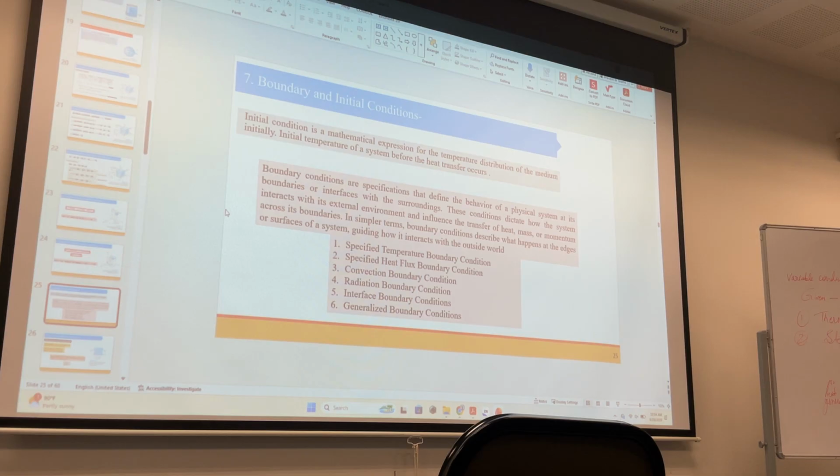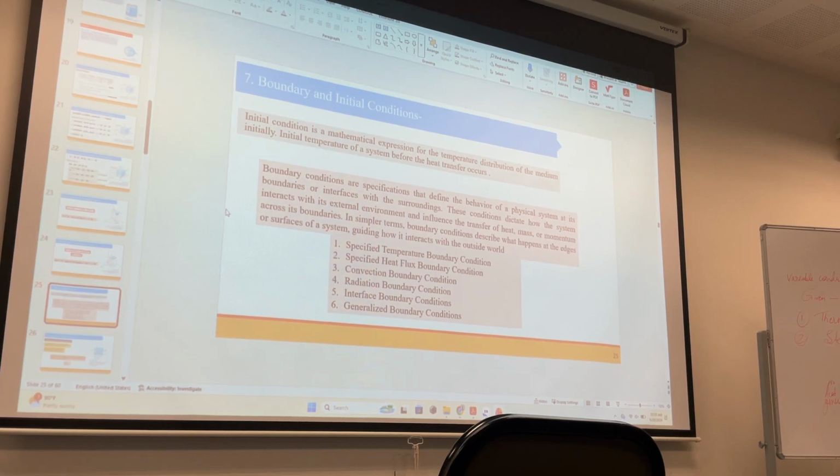Boundary conditions are specifications that define the behavior of a physical system at its boundary or interface with the surroundings. If I am telling you at the boundary the heat flux is this, or at the boundary there is insulation, so no heat transfer is happening, this is a boundary condition. If this is a window and I am telling you outside is an insulation layer, that means heat transfer is not happening from outside to inside. So this is a boundary condition, happening on the boundary of the object.